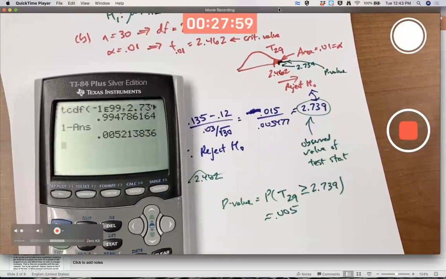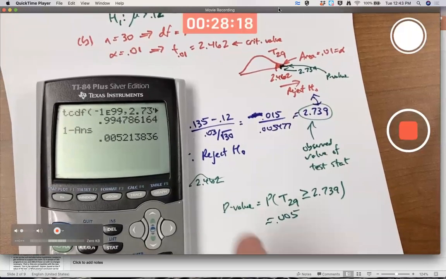We have observed data that occurs about 1 out of every 200 times when the null is true. Therefore, we think the null is false. We reject it. We got a p-value small, definitely smaller than alpha. We can definitely say this is statistically significant at the 1% level.